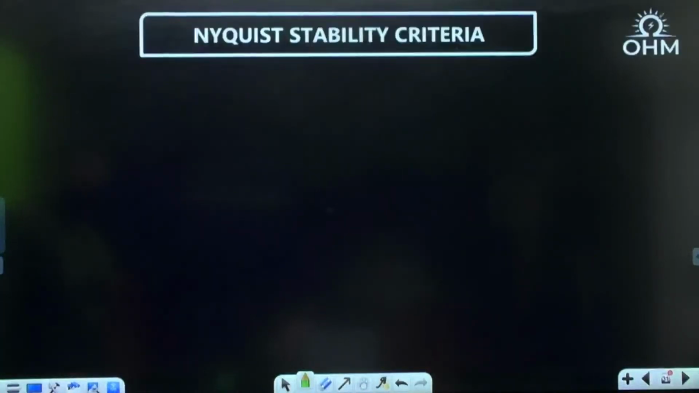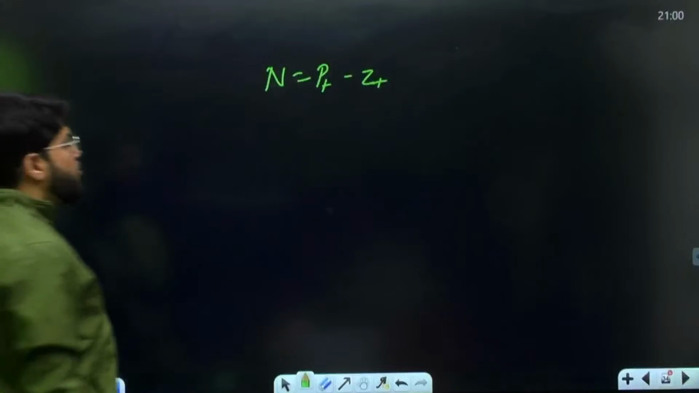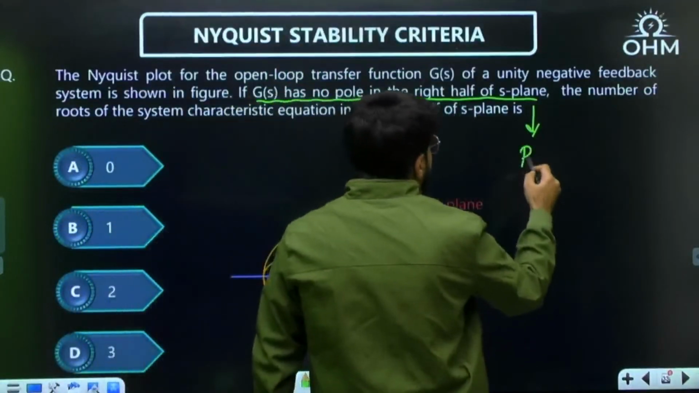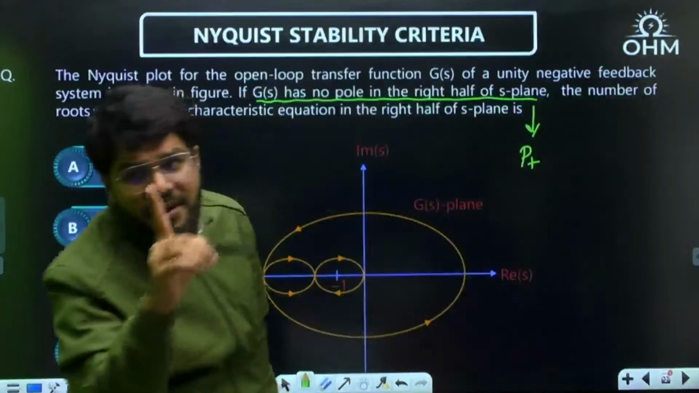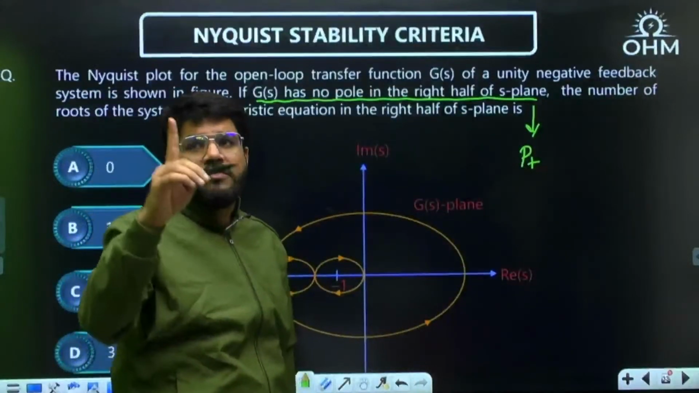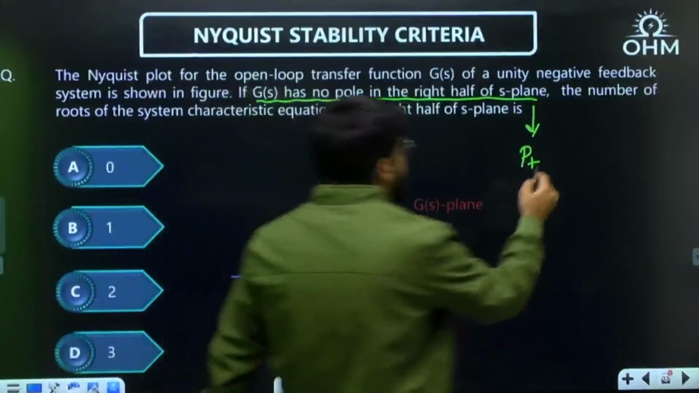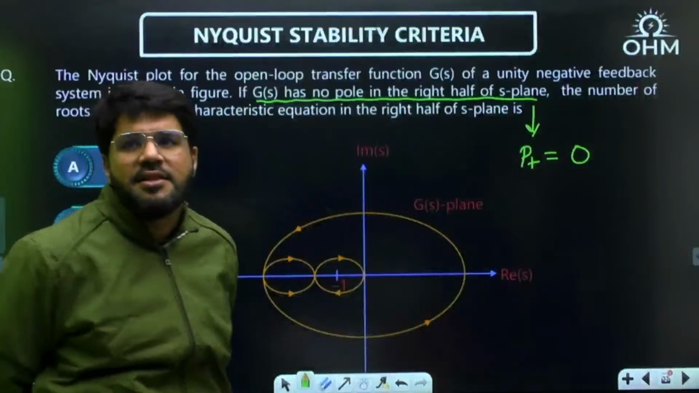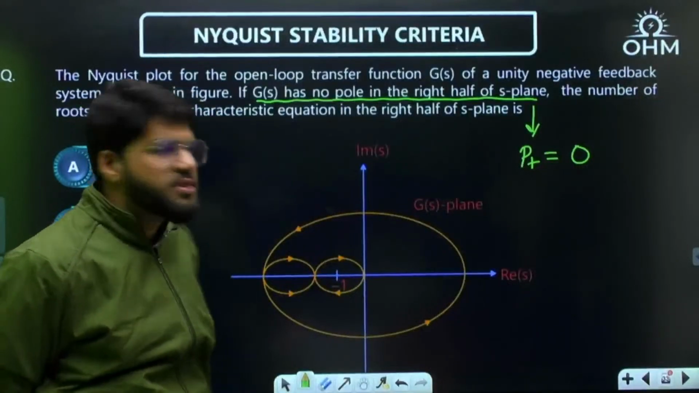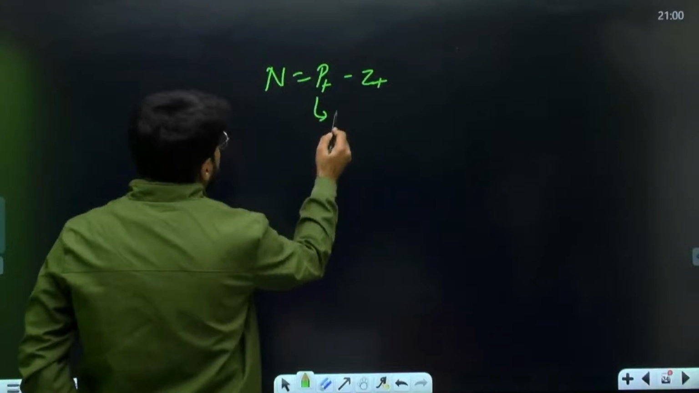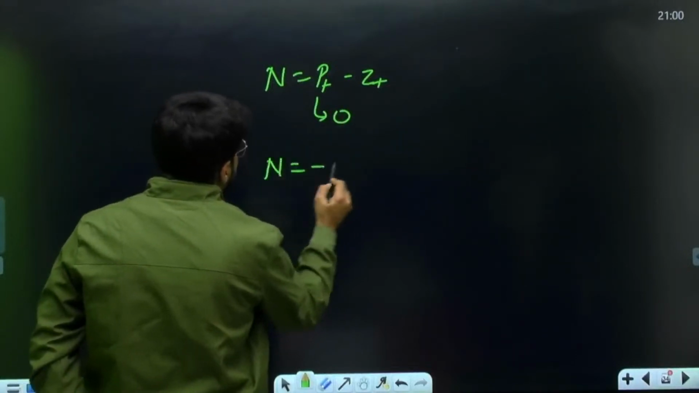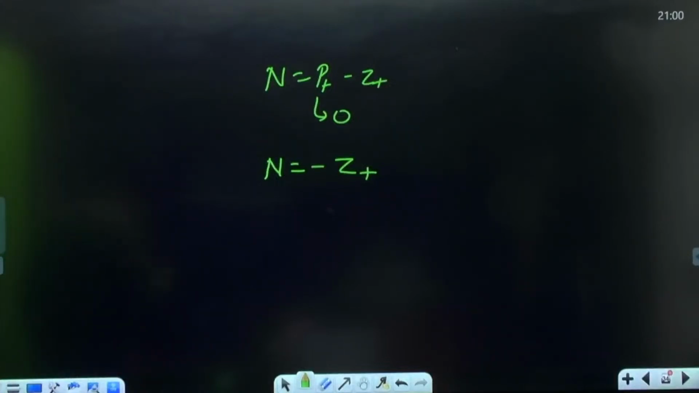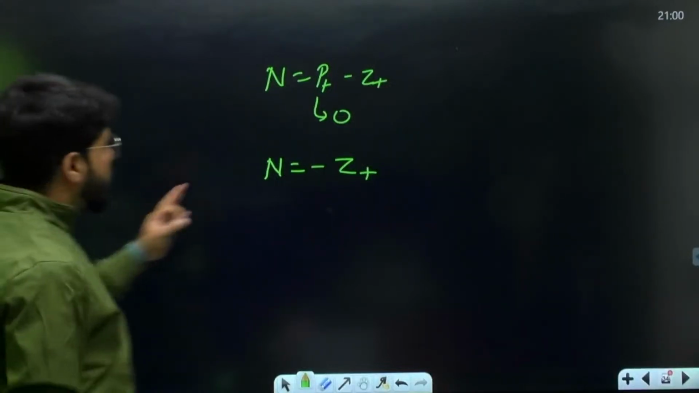If I apply that here, N equal to P plus minus Z plus. The poles of G(s)H(s) in the right half of the S-plane are known as P plus, and the question clearly says there is no pole of G(s)H(s) in the right half. That means P plus equal to 0. So what is N? N is equal to minus Z plus.